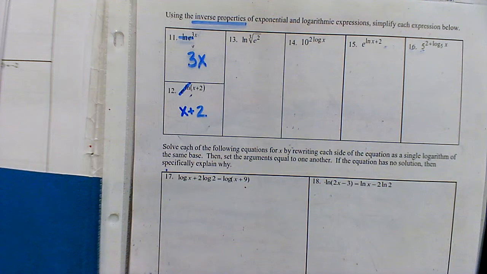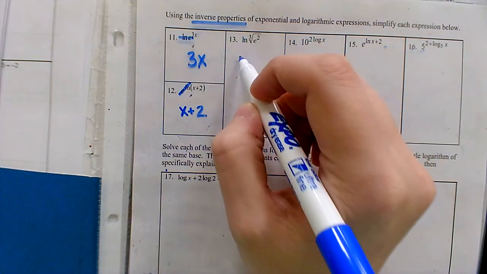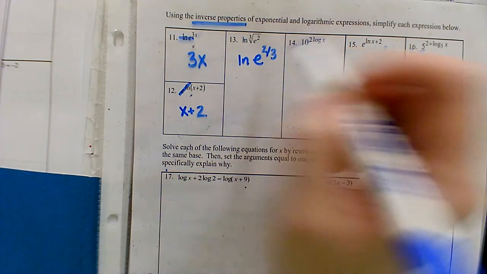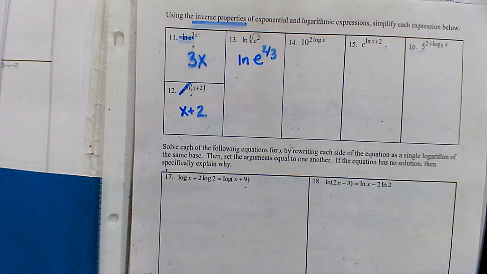All right, let's take a look at 13. What do you think? Go, Rebecca. The natural log would be canceled out, and since you can rewrite it, the equation would be ln e to the 2/3. It's more obvious like the other ones, so you'd be left with the 2/3.